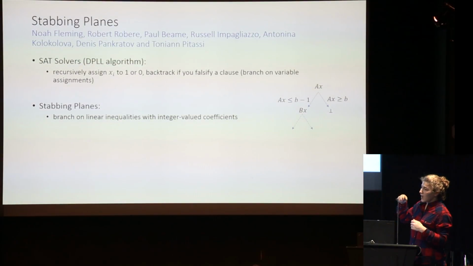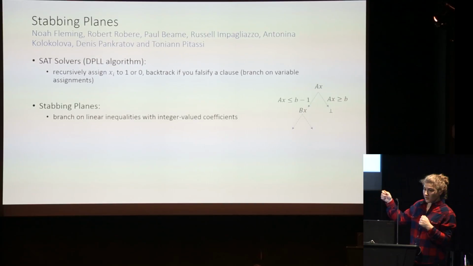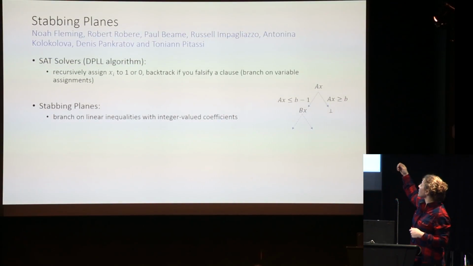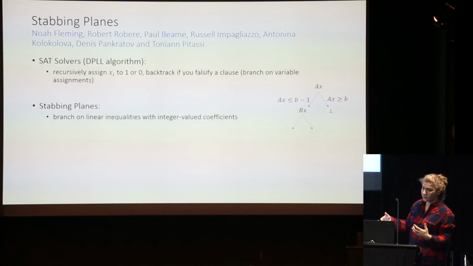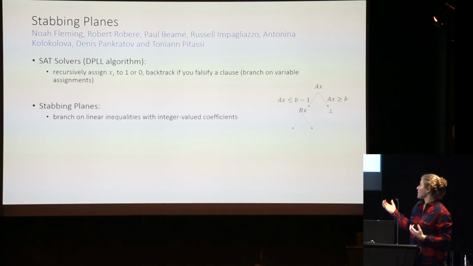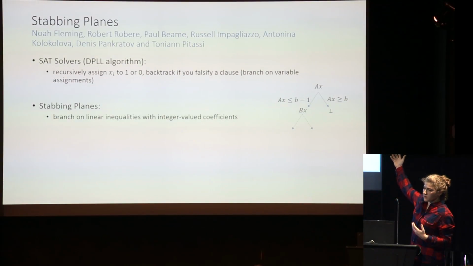So instead of having xi equals 1 at every branching point, they're going to have an inequality like ax greater than or equal to b, or ax less than or equal to b minus 1. Right? And because you're working with integer valued x, this kind of formula is exactly what you would have.